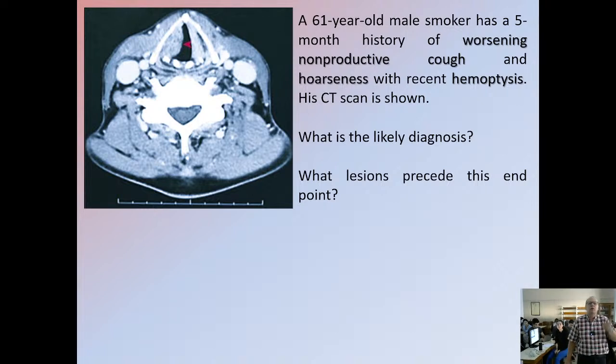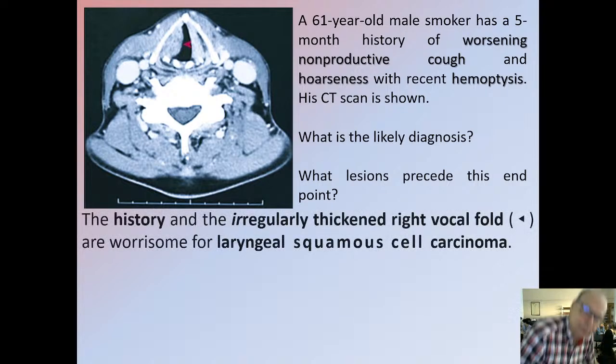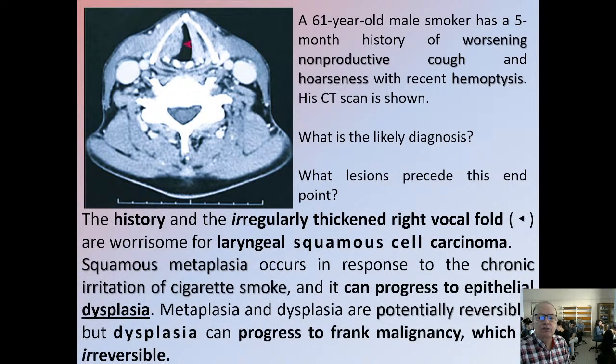So you see that one chord is very thickened. Which is this chord? The right one or the left one that is thickened? What do you think? Yes, it's the right one. And you take a biopsy, you see invasion by malignant cells, and let's have a look at these cells. This could be a laryngeal squamous cell carcinoma arising on a dysplastic squamous or metaplastic squamous mucosa.